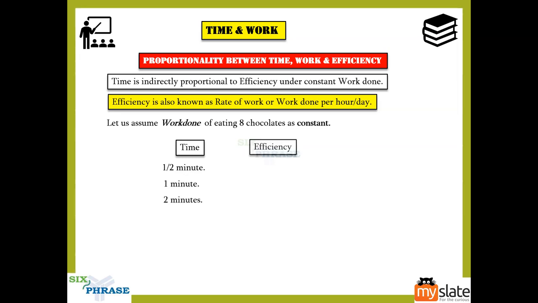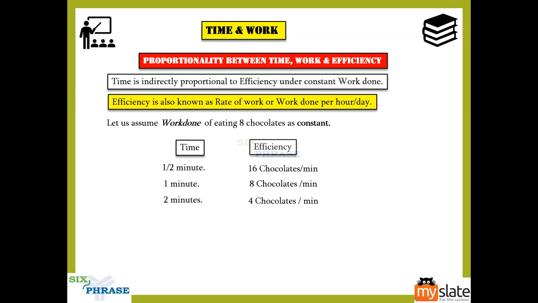Now half a minute: he eats 8 chocolates. So what is his efficiency? It is 16 chocolates per minute, right? Only if his efficiency is 16 chocolates per minute will he be able to eat 8 chocolates in half a minute. Now if it is 1 minute, his efficiency should be 8 chocolates per minute, correct? That will make it possible for him to eat all 8 chocolates. Here the work done is constant. So for 2 minutes, it should be 4 chocolates per minute.